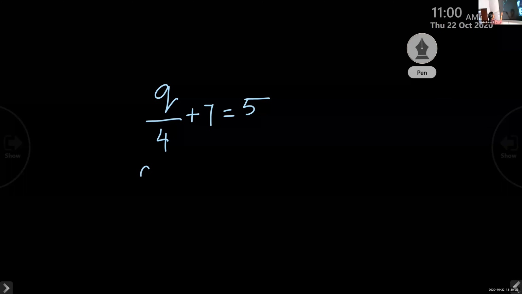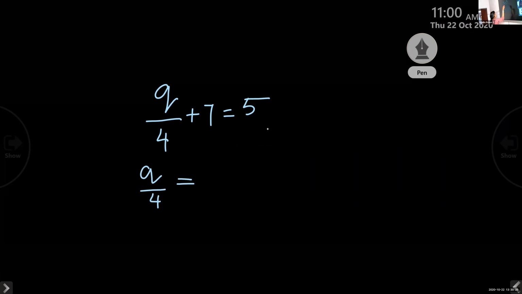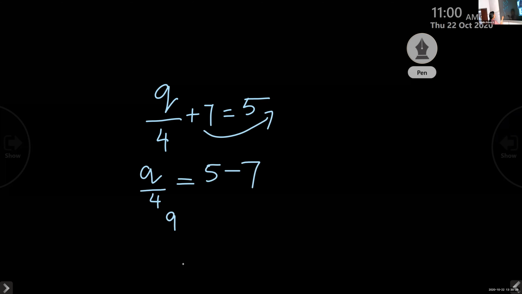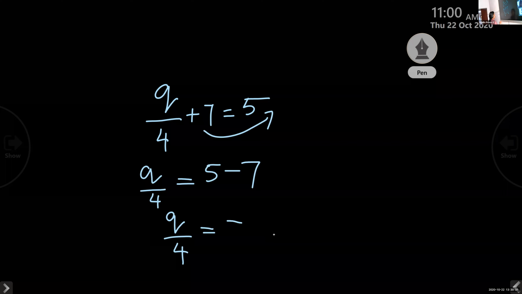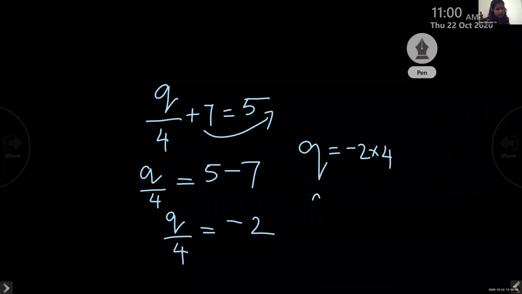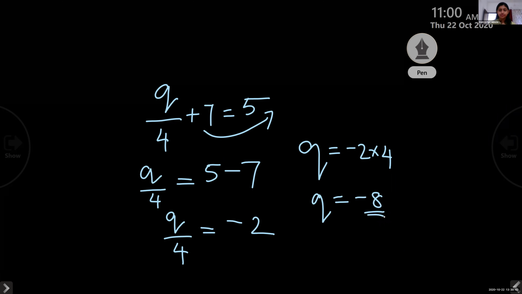So Q by 4 is equal to 7, will take to this side, 5 minus 7. So Q by 4 equals minus 2, isn't it? Yes, ma'am. So what we'll get? Q is equal to negative 2 into 4. Q is equal to negative 8. Okay. Yes, next one.